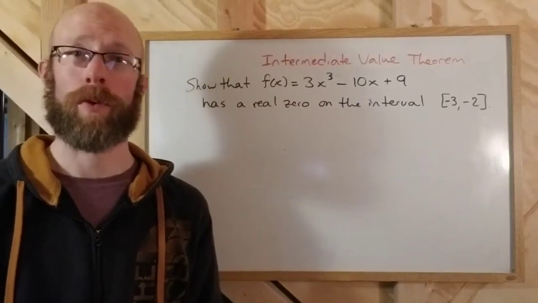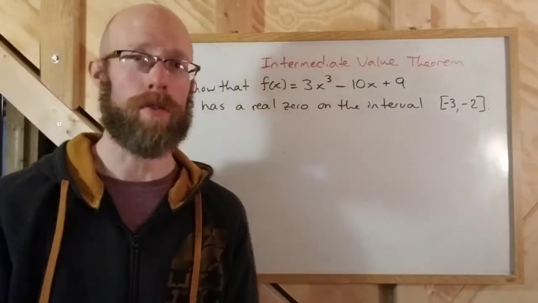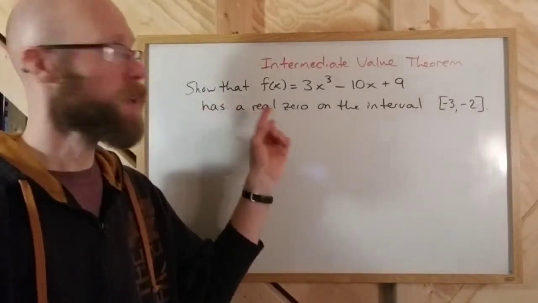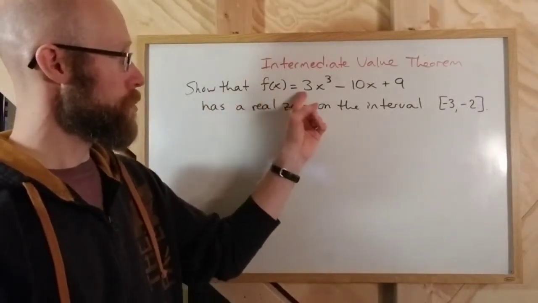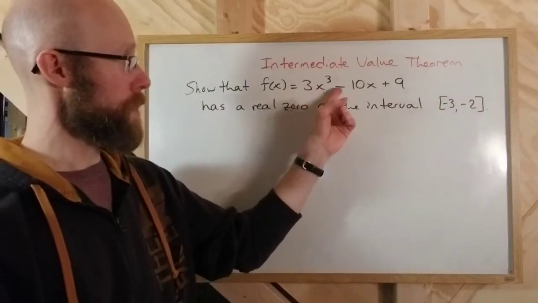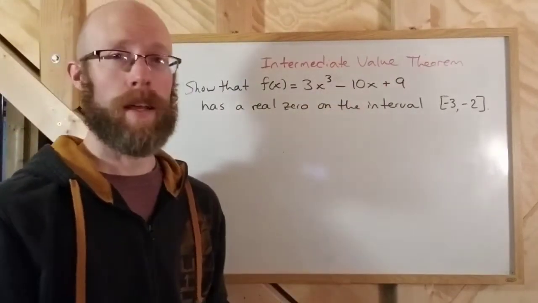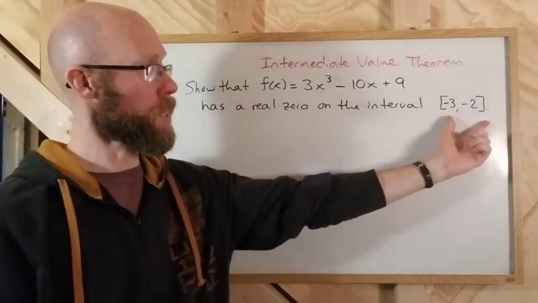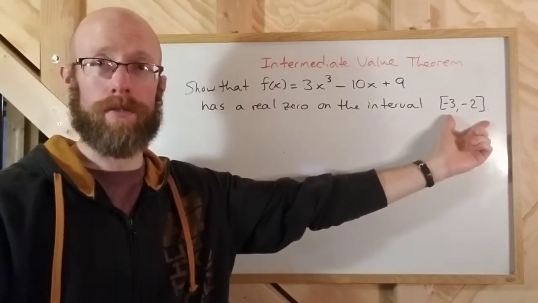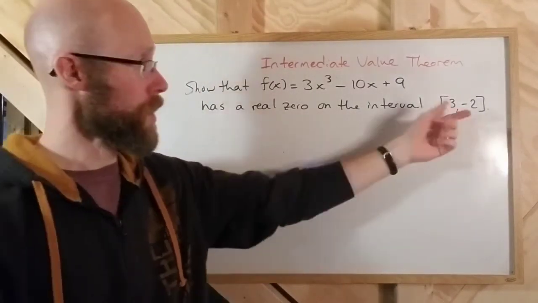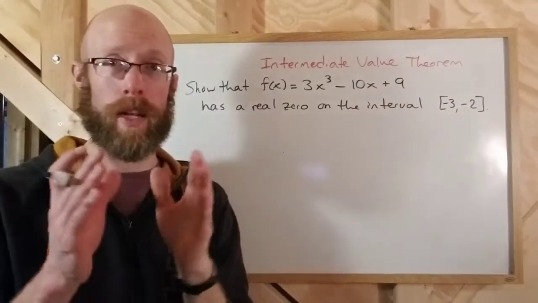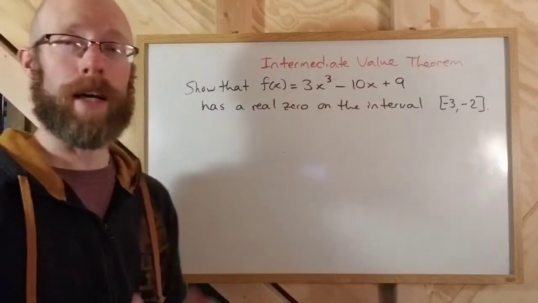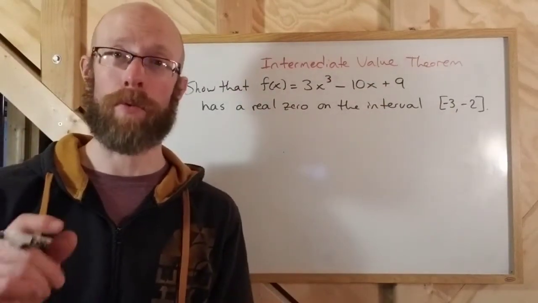Okay, in this example, we're going to use the intermediate value theorem to prove or show that this polynomial, 3x cubed minus 10x plus 9, has a real zero somewhere on the interval from -3 to -2. So in between those two numbers, between -3 and -2, there's got to be a real zero for this polynomial. That's what we're going to prove. We don't know it yet, but we're going to prove it.